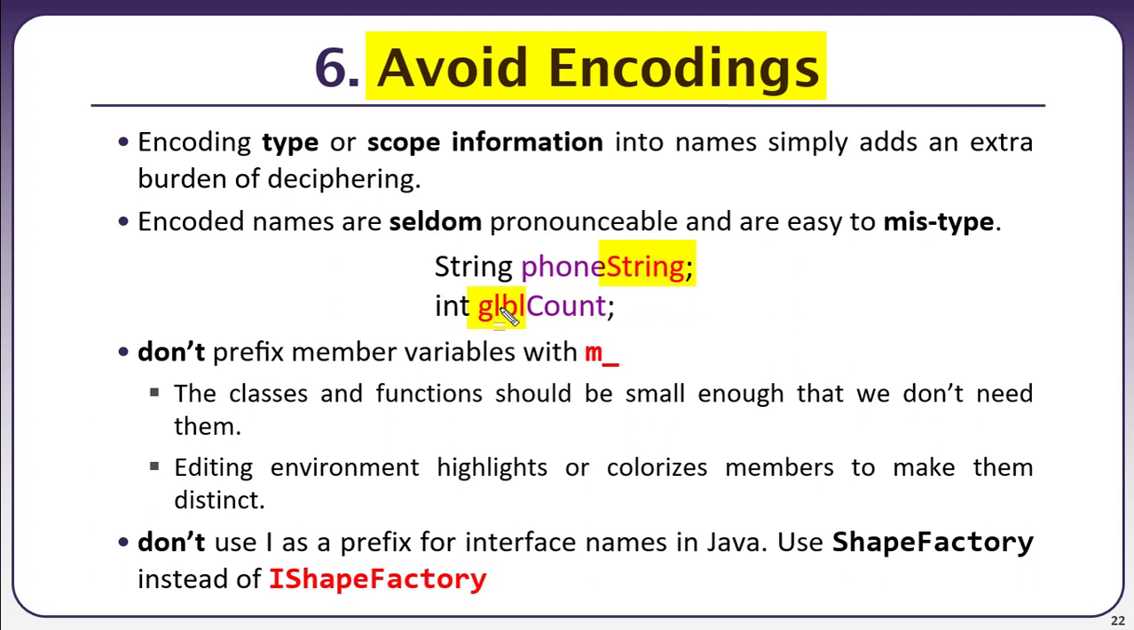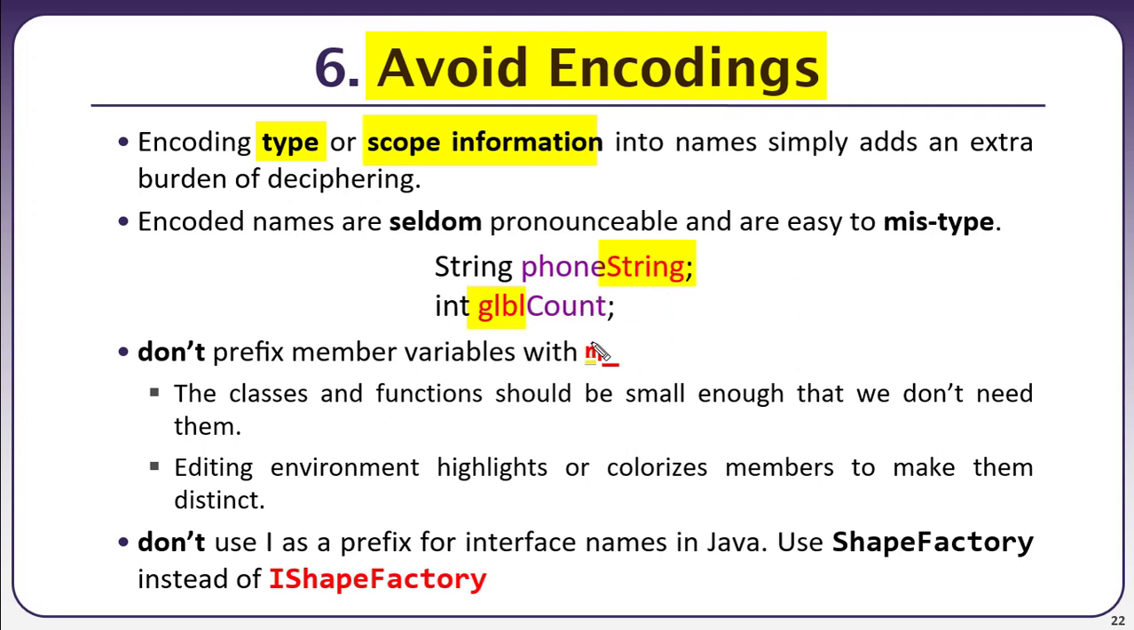can also be considered noise words, through which I am indicating that this count variable is a global variable. Here this encoding is telling me that this phone variable is actually of type string. So encoding type and scope information into the names of the variables, the way we did here, is completely discouraged and not recommended.